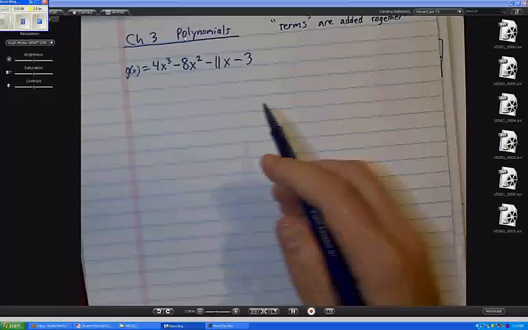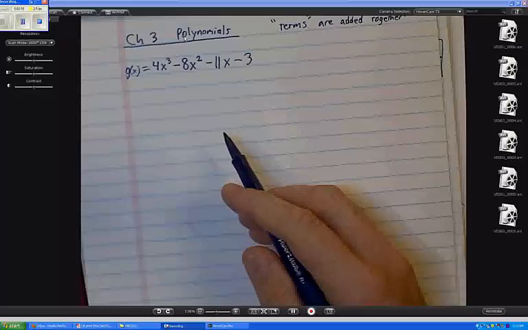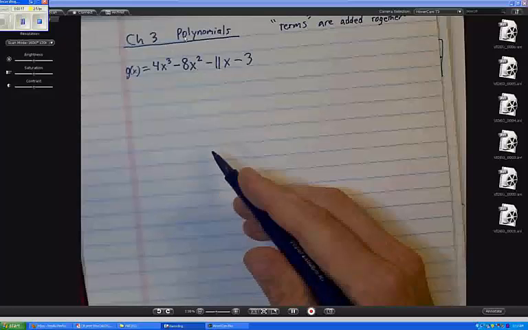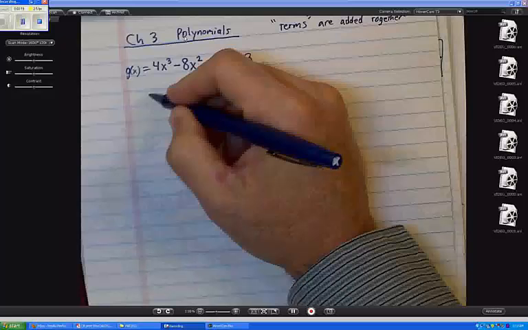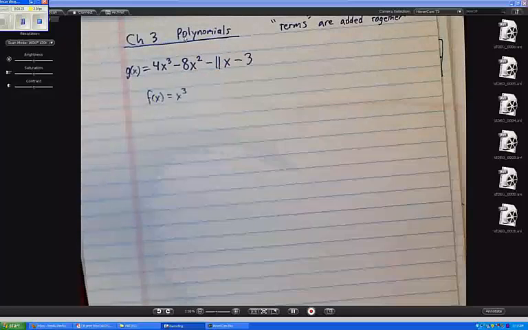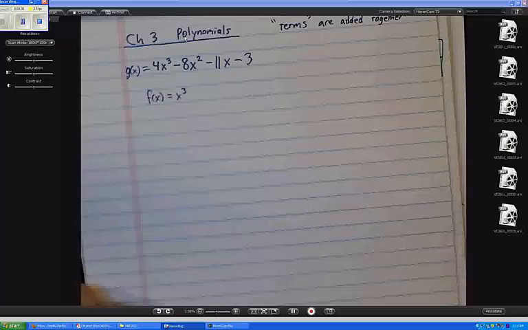And this is not easy. Anyone know what I would use as a starting point, the base function here? Well, how about this one? f of x is x cubed. Do you guys know what that looks like yet? Some people did. I remember I asked this the day before the test. I didn't ask this on the test. I said we'll get to that in chapter 3. I did ask about this function on the test. I'm going to bring this one up again.